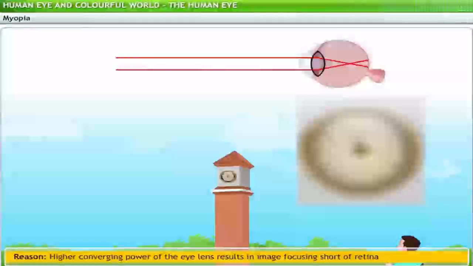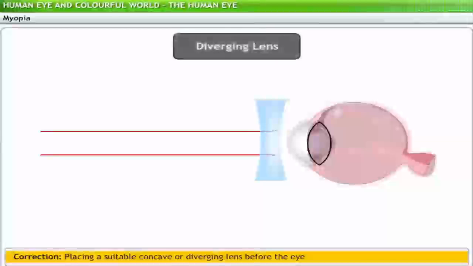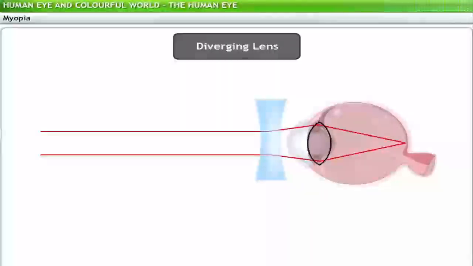So, how can you correct myopia? Myopia can be corrected by placing a suitable concave lens in the line of sight. When this is done, the parallel beam of light reflected from a distant object is first diverged by the concave lens and then converged by the eye lens to focus on the surface of the retina.